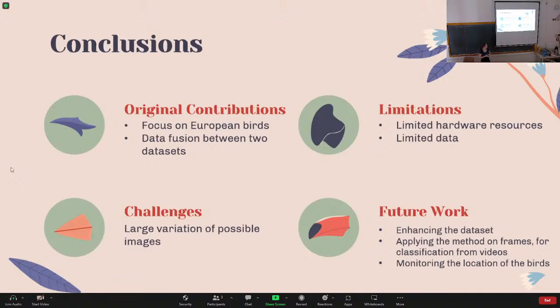For future work, we may enhance the data set in order to improve our accuracy and to better generalize to the images. And this model could be integrated in bigger applications for monitoring the migratory tendencies of the birds.